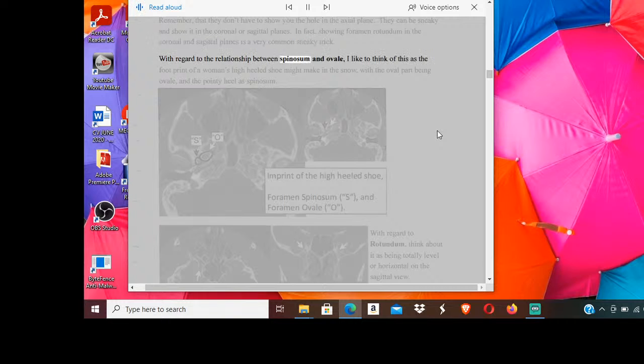With regard to the relationship between spinosum and ovale, I like to think of this as the footprint a woman's high-heeled shoe might make in the snow, with the oval part being ovale, and the pointy heel is spinosum. Imprint of the high-heeled shoe.